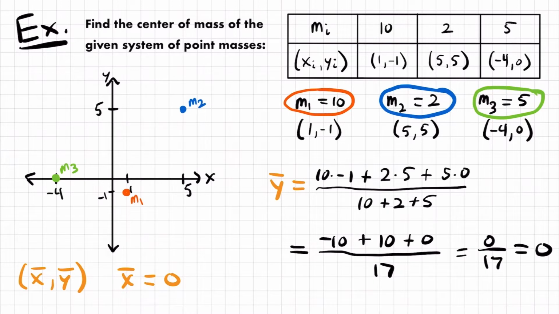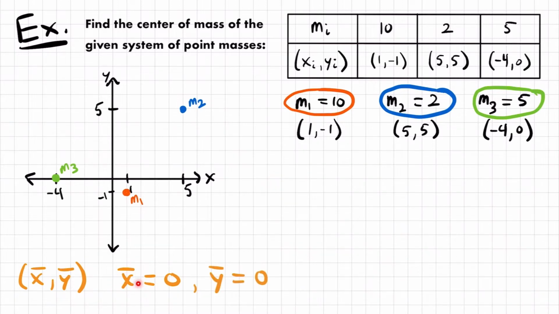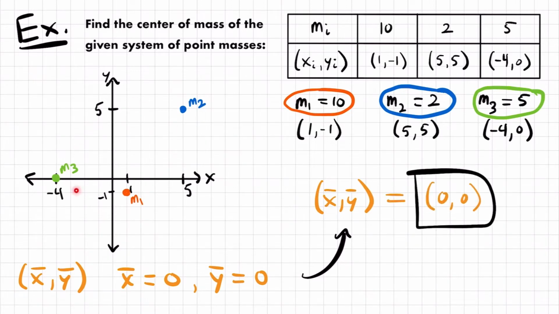And so what we find here is that the center of mass for this system is going to be the origin, right? So if I clean up my work here, we have found that x bar is equal to 0 and y bar is equal to 0, which means that our center of mass, x bar comma y bar, is equal to 0 comma 0, which is the origin of our system. And so this point at the origin, 0, 0, is the center of mass for this given system.